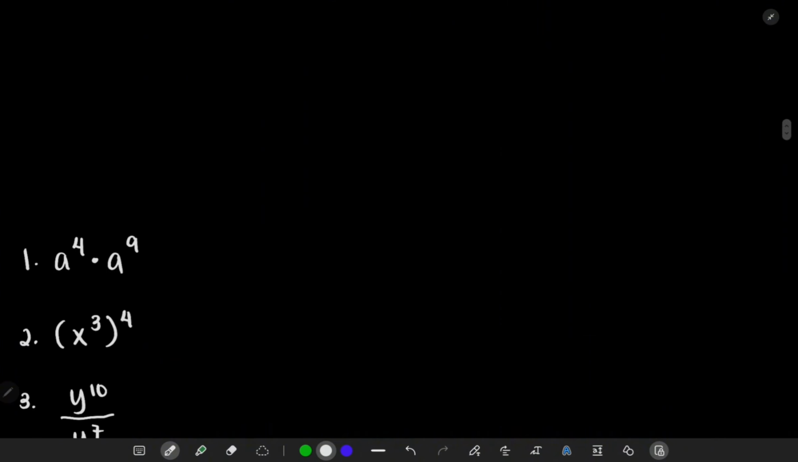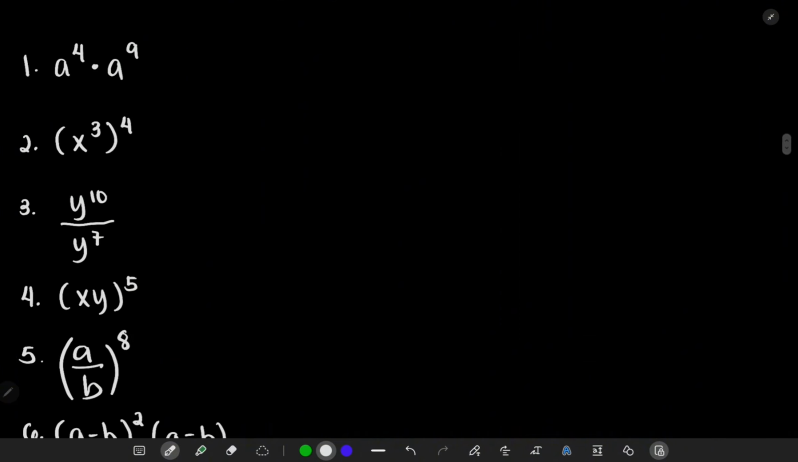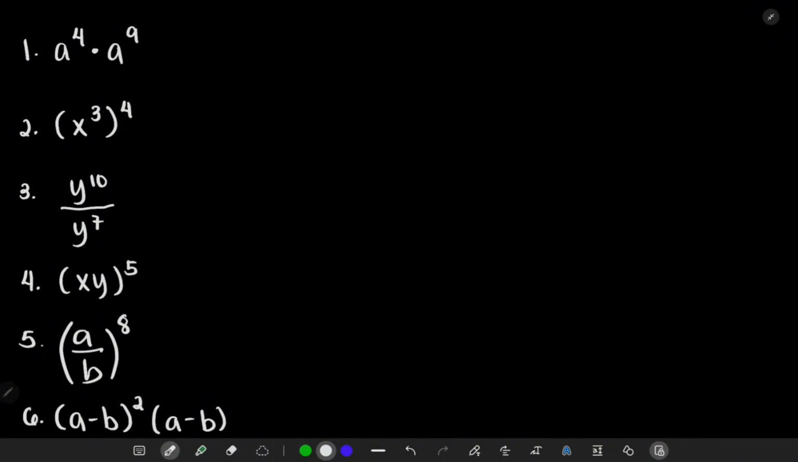And now, let's proceed sa ating mga exercises. So for number 1, we can use here the product rule. So meron tayong common base which is si a. So kopyahin natin yan and then add natin yung exponent. So 4 plus 9 is 13.